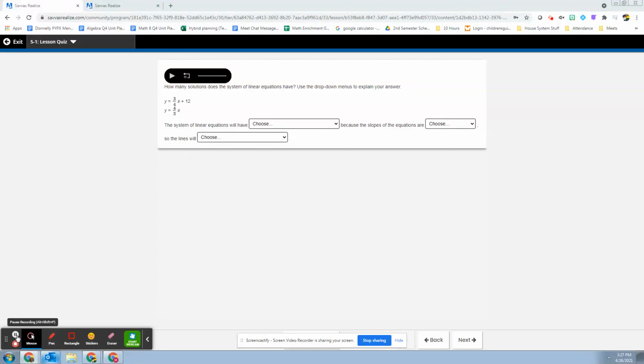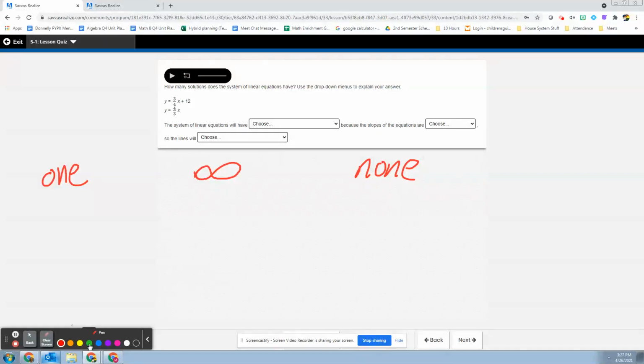Right, in this video, we're going to talk about how to determine the number of solutions a system of equations has. Essentially, you have three choices. You're either going to have one solution, infinitely many solutions, or none. None is when your lines are parallel. So if you have parallel lines, that's your mathematical way to write that, you have no solutions.